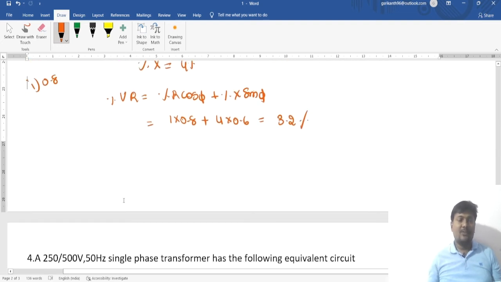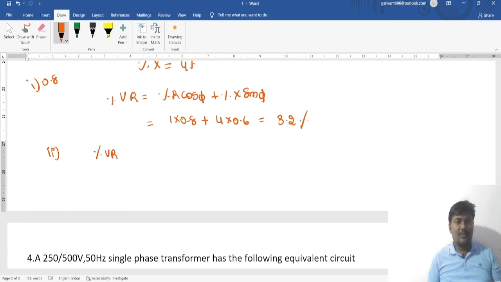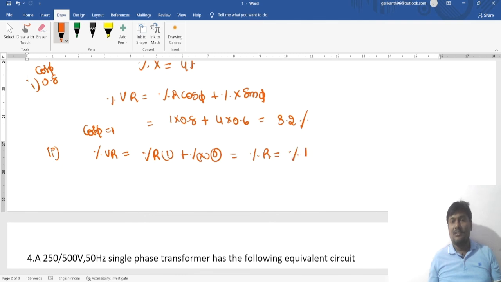And the second is for unity power factor. Percentage voltage regulation is equal to percentage R cos phi, and the cos phi value is 1. So percentage R into 1 plus percentage X into sin phi; if cos phi is 1, sin phi is 0. That should be equal to percentage R, so that is 1% only.